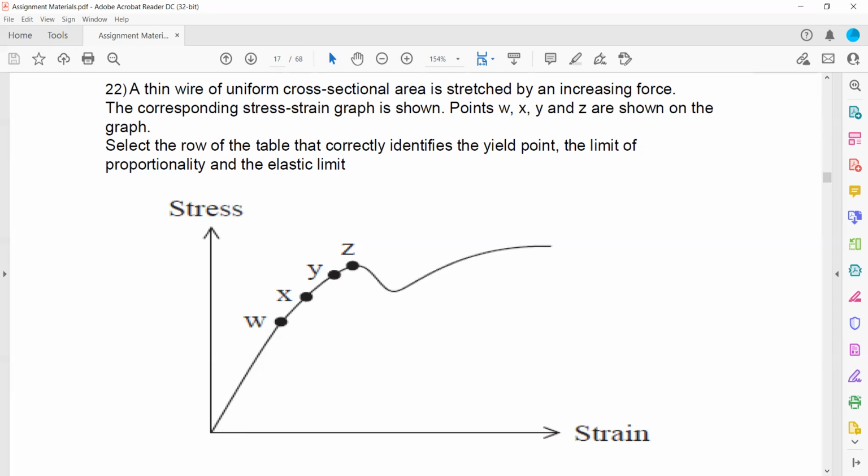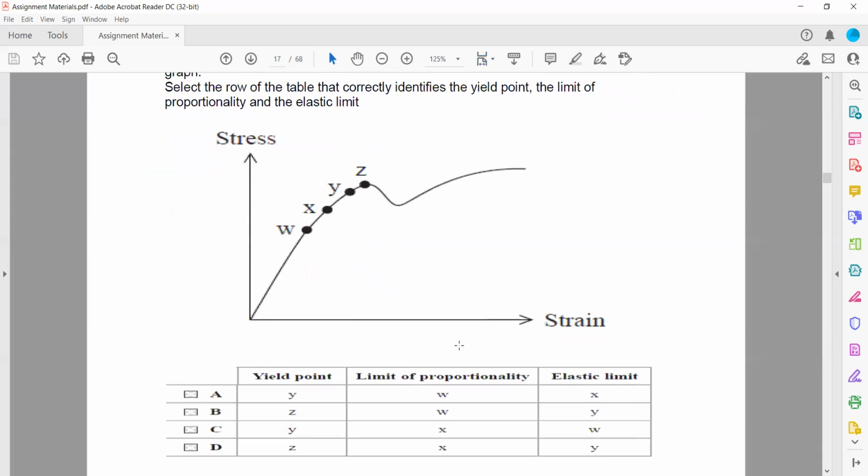So how can we work out the position? The limit of proportionality means the last point where the line is straight. We call that the limit of proportionality. And yield point means for a small change in force, there is a maximum change in extension or strain. We call that the yield point.